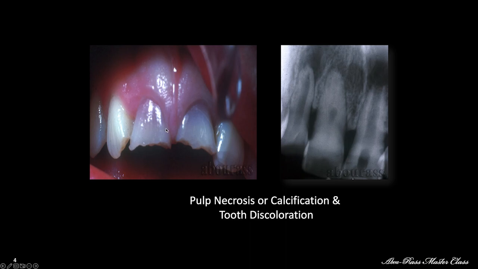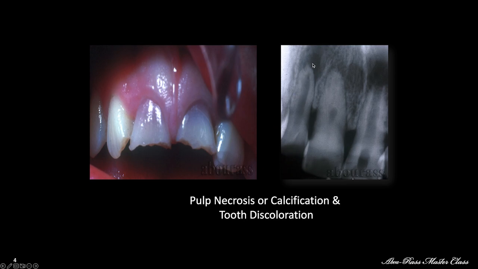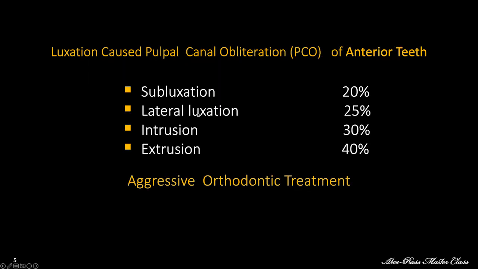Trauma is the primary cause of anterior teeth calcification. And the result, the outcome, either pulp necrosis and AP formation or pulp calcification, as we see here. With that, you could get some tooth discoloration. In both of the situations, the luxation injury is the prime cause.